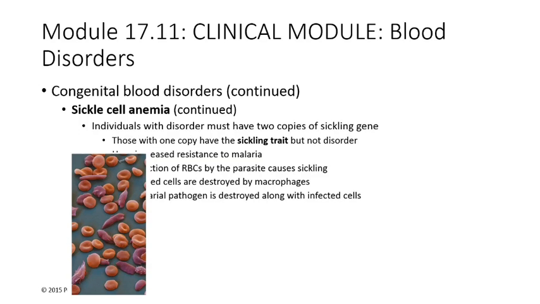Sickle cell anemia, again, those who have one copy of this gene have the sickling trait, but not the whole disorder. And we know that individuals who have only one of the two genes are actually more resistant to malaria. And it turns out that with these sickling traits, the parasites are less likely to invade. In this picture, you're able to see the oddly shaped sickled cells.